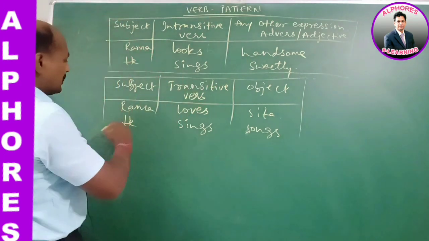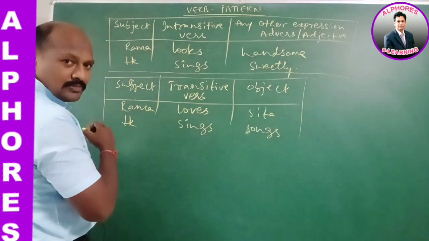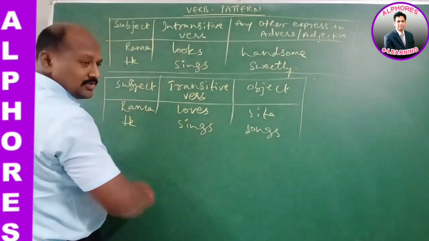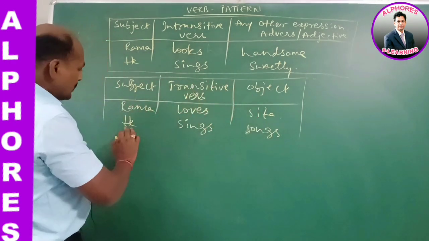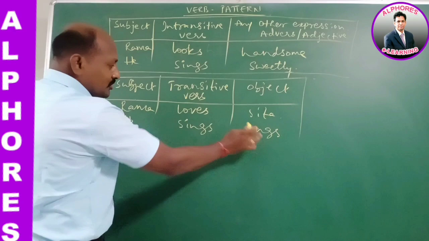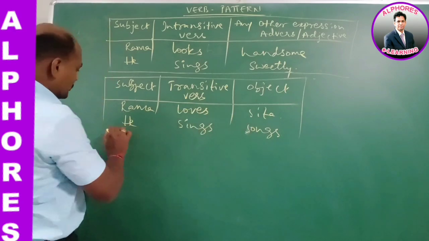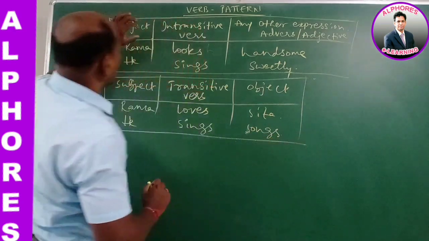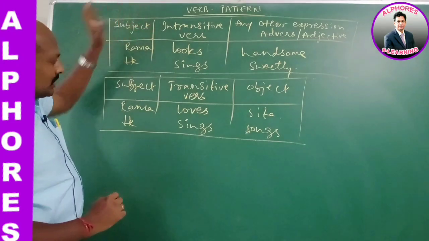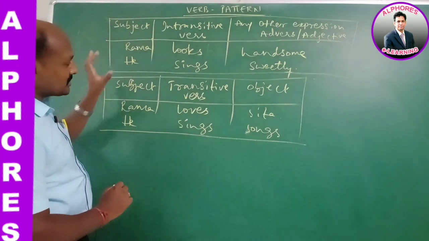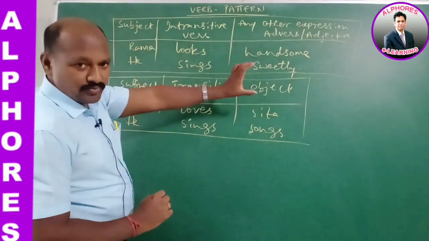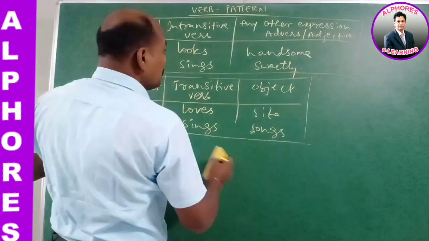For example, Rama loves whom? The answer is automatically Sita, so it is an object. He sings what? Songs. So it is an object. This is called SV, subject and verb, and this is called SVO, meaning subject, transitive verb, and object. Now, let's go for double object.